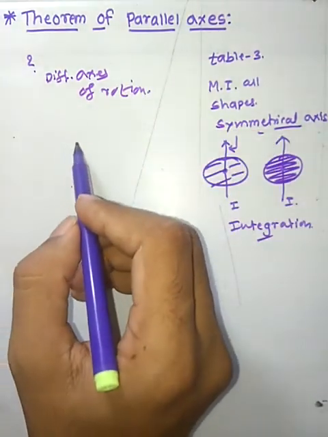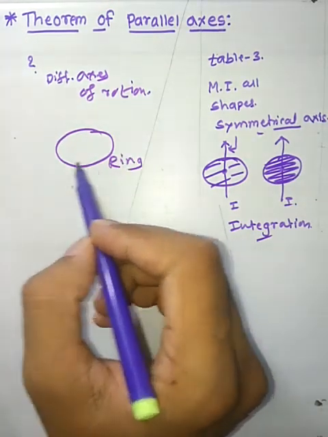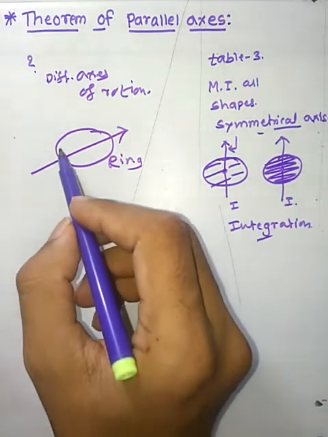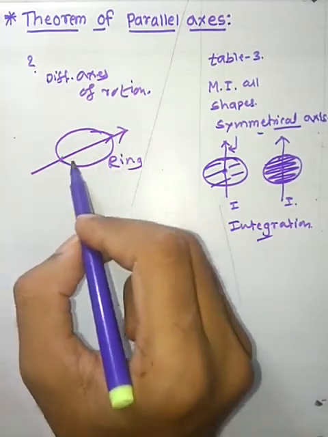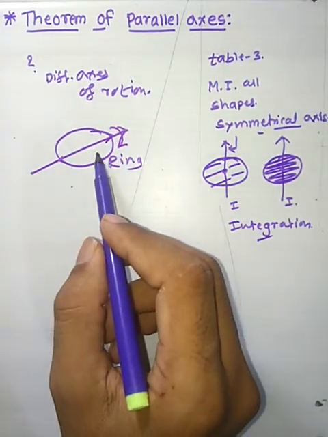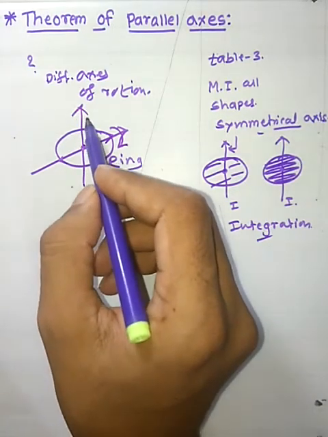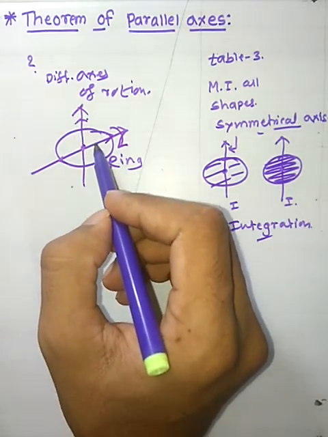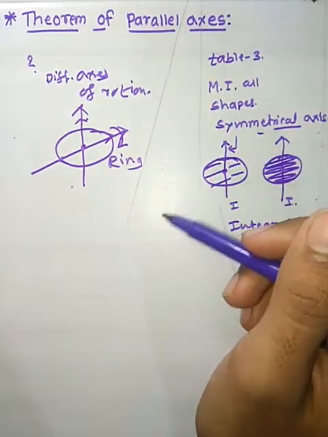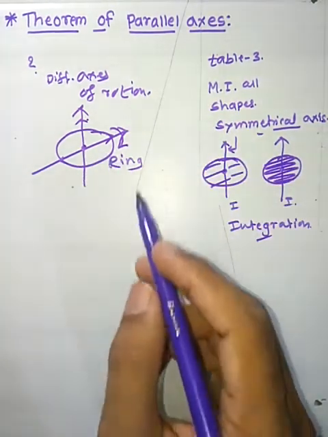If this is a ring, and the axis of rotation is passing through its plane and parallel to any of its diameters, this is the axis of rotation. So this axis of rotation is perpendicular to the axis of symmetry. Then in this case we have to use a different theorem, the perpendicular axis theorem.